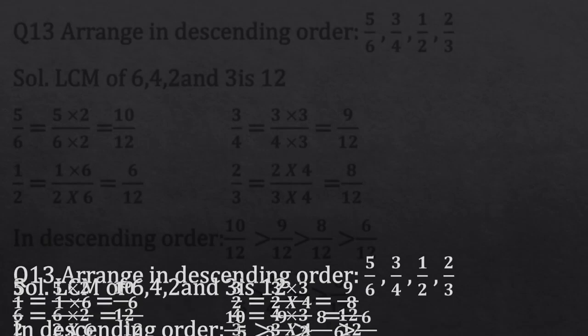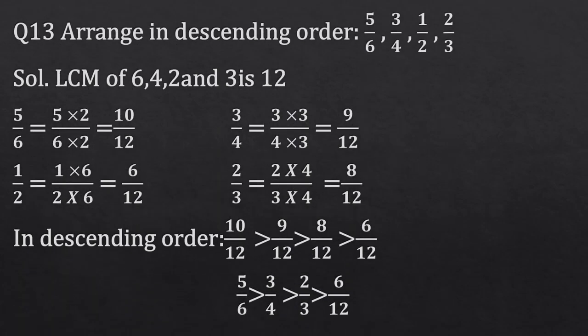Question number 13. Question 13 and 14, these 2 questions are of 3 marks. Arrange in descending order. So to arrange in descending order, first of all we have to take the LCM of the denominators. LCM is our 12. Now convert each and every fraction into common denominator 12. So for every fraction, when you convert it into equivalent fraction with denominator 12, you will get half marks for each fraction. Okay?